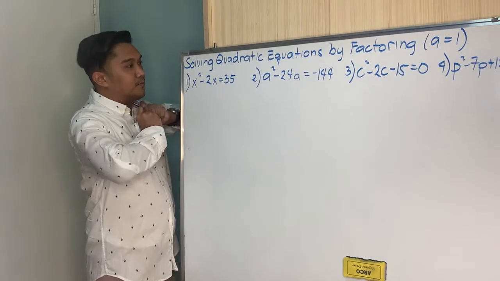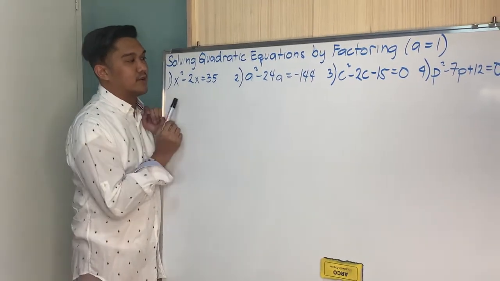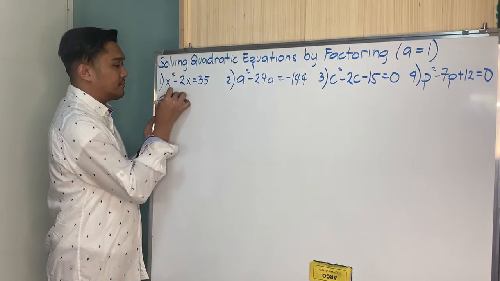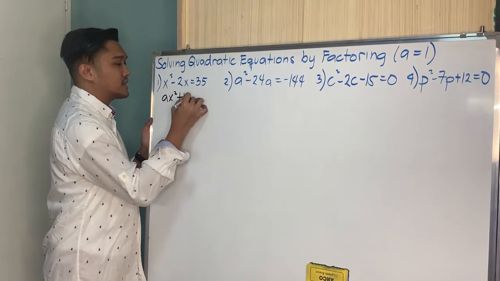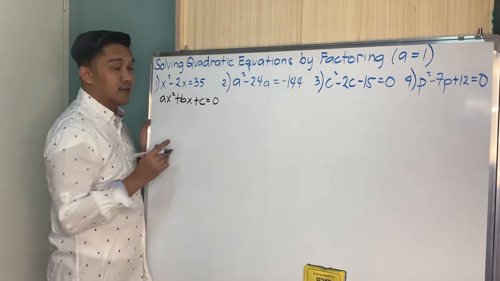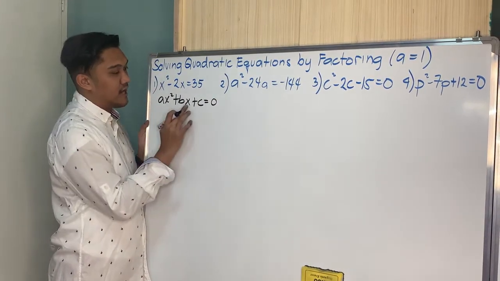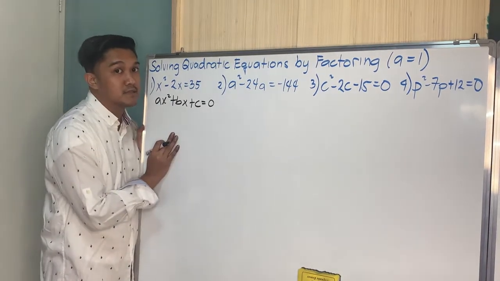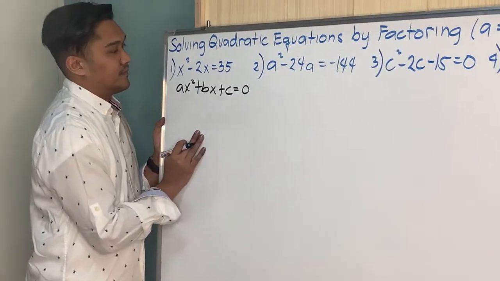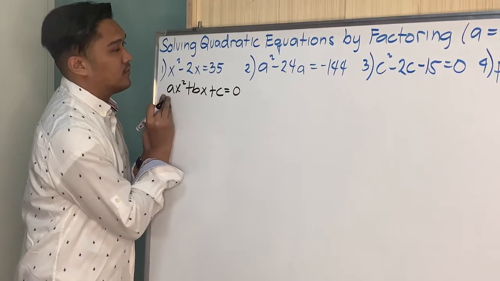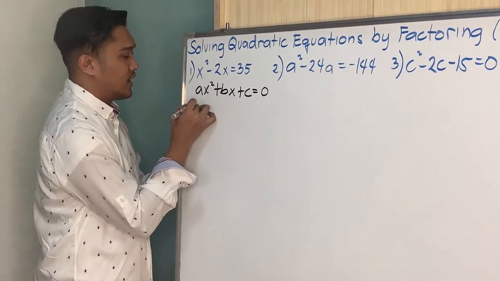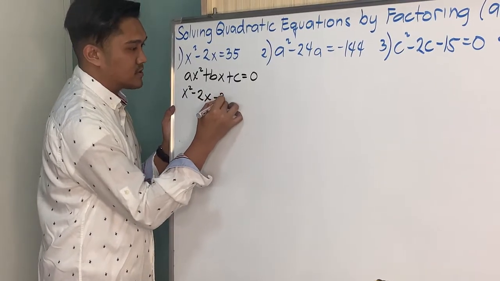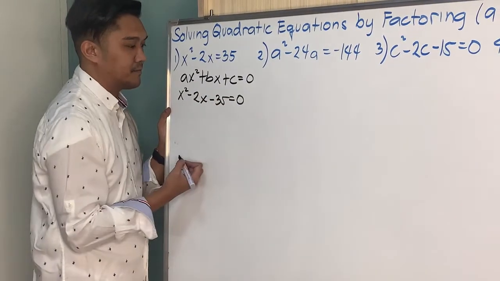Okay. So, we need to rewrite first the given equation in the form of ax squared plus bx plus c is equal to 0. As a recall, mapapansin ninyo, yung x dyan pwedeng maging ibang letter ng alphabet at yung ABC ay numbers. Okay? So, susulat muna natin yung una. So, x squared minus 2x minus 35 is equal to 0.